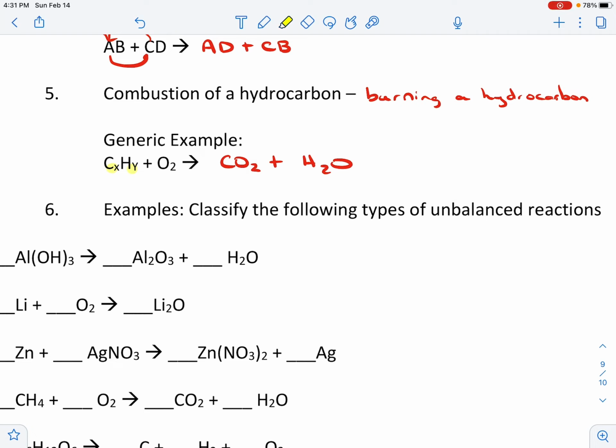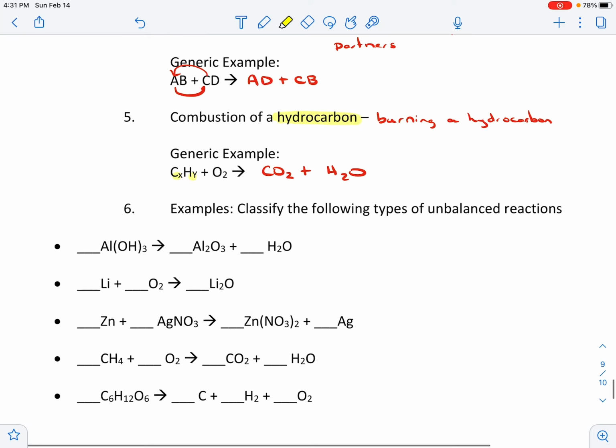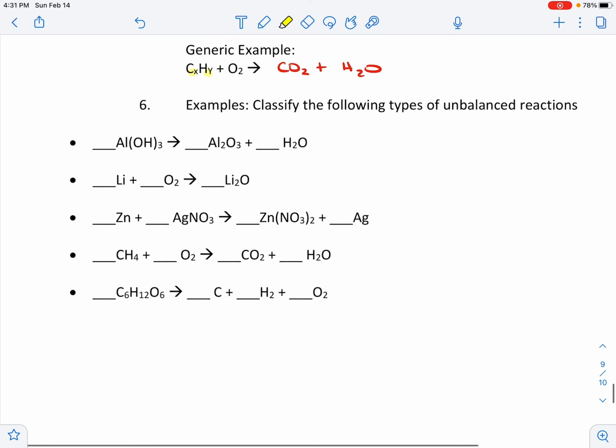But remember, we're talking about a hydrocarbon. There are many other things that can burn, but it's not always carbon dioxide and water that you get as the products, because obviously we're not burning a hydrocarbon.